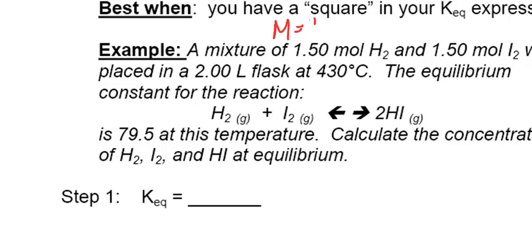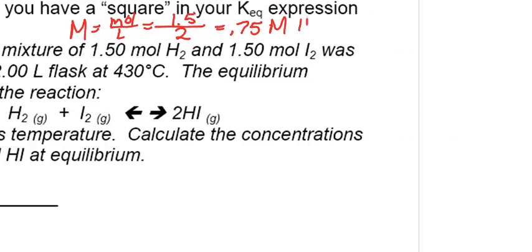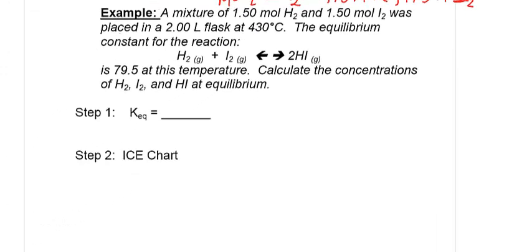Remember, molarity is moles over liters. So molarity is 1.5 moles over 2 liters, which is 0.75 molar, and that would be of our H2. Since we have equal moles and equal volume, that would also be our molarity of the I2. Notice that these are initial amounts because this is what is placed into the flask. So when we do make our ice chart later, those will go in our initial row.